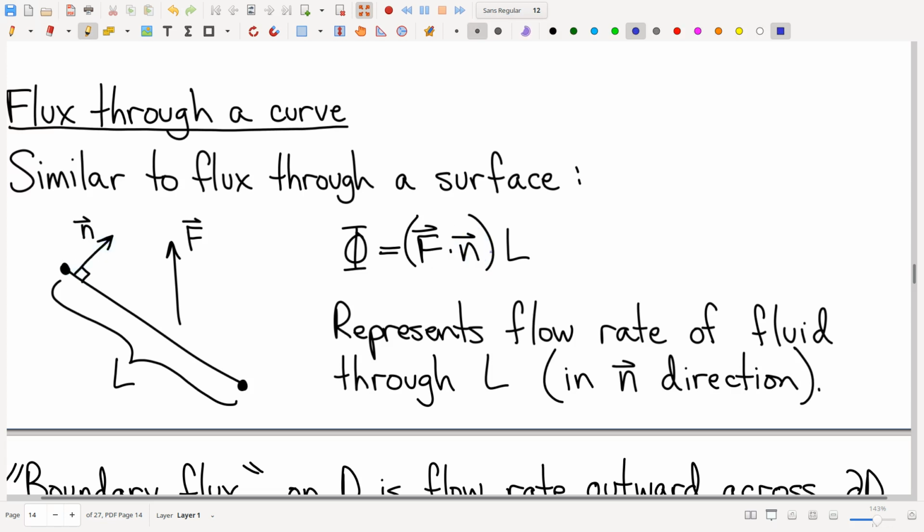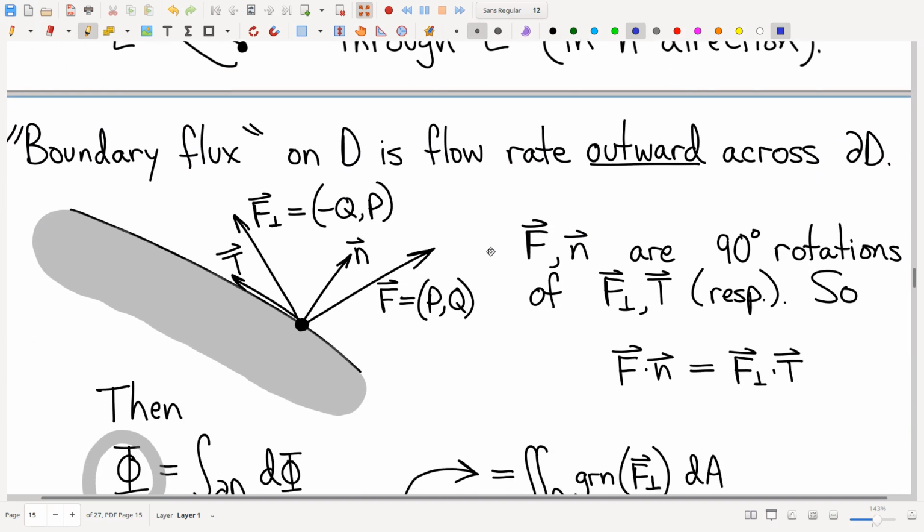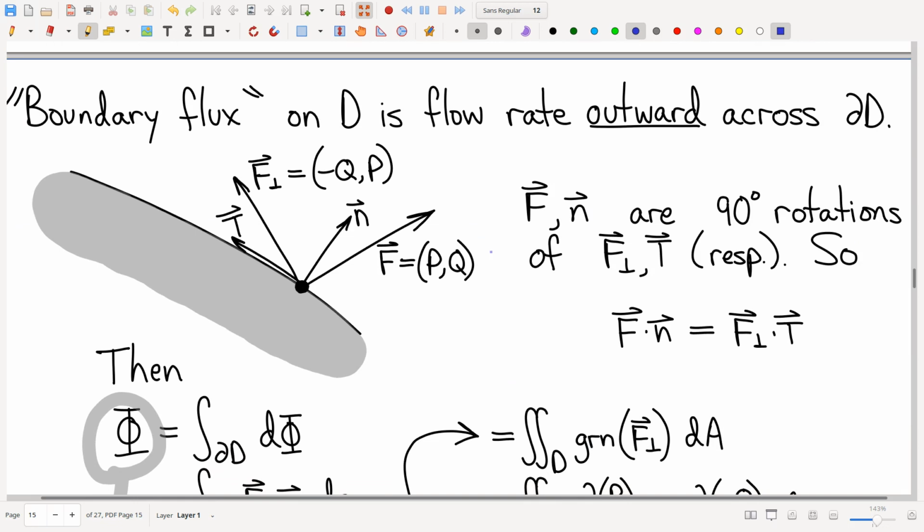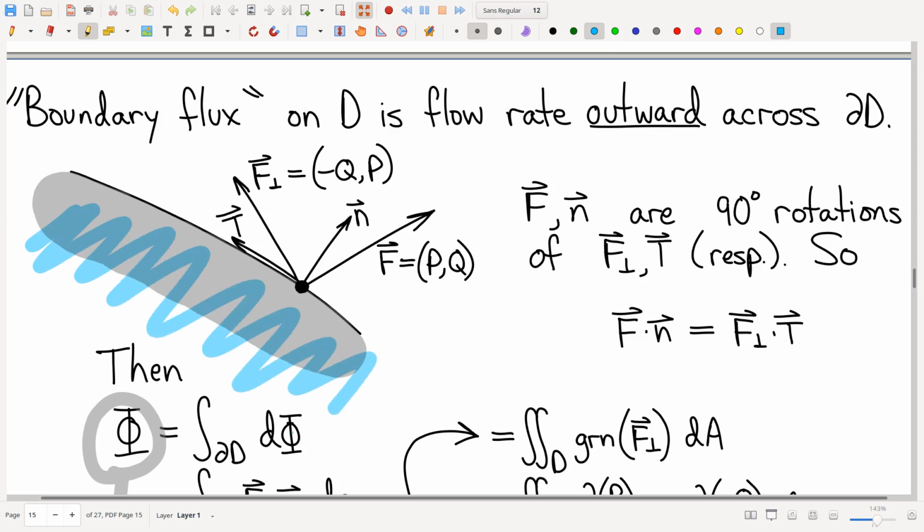Okay, here's a related idea. What if you want to talk about the flux through an entire boundary of something? Okay, so as usual, I've got some region here. I'm not going to draw the whole region. I'm just going to focus on one little piece of the boundary at a time. Right, so some region, this is just kind of zoomed in on just part of the boundary.